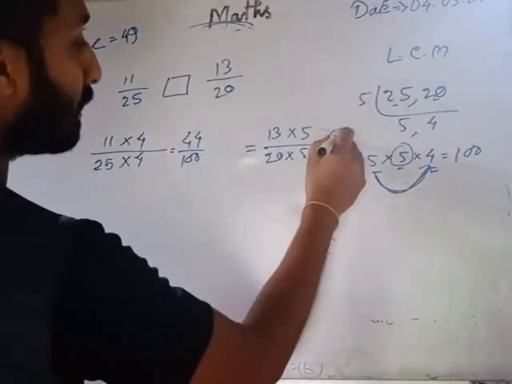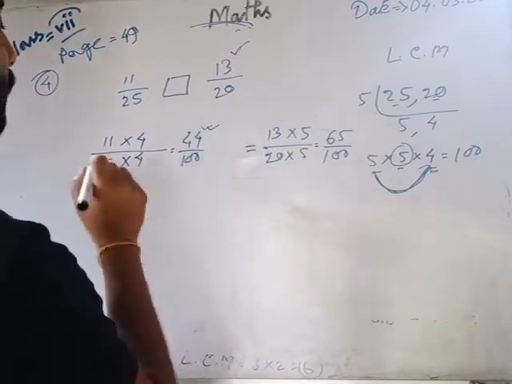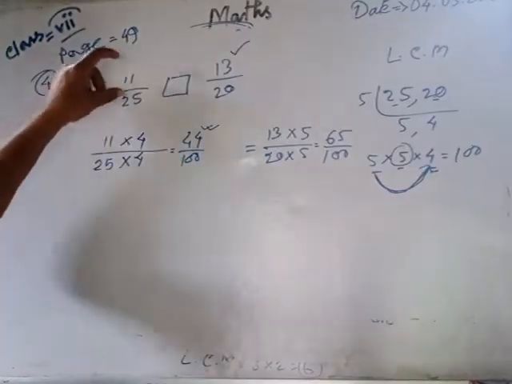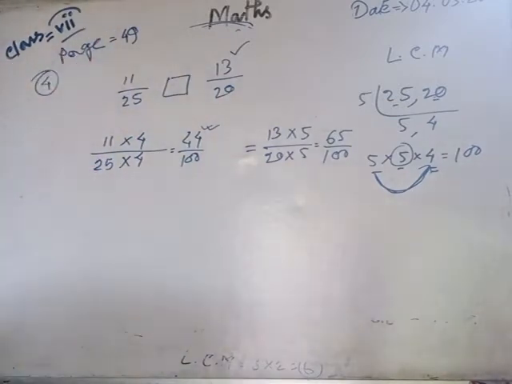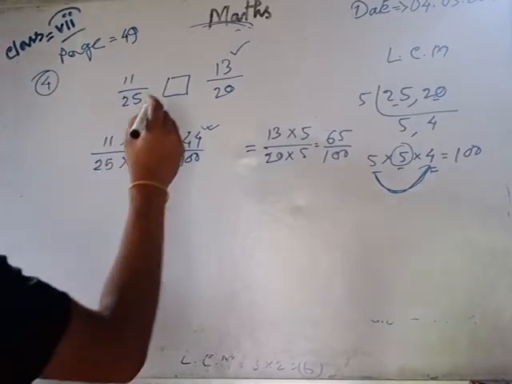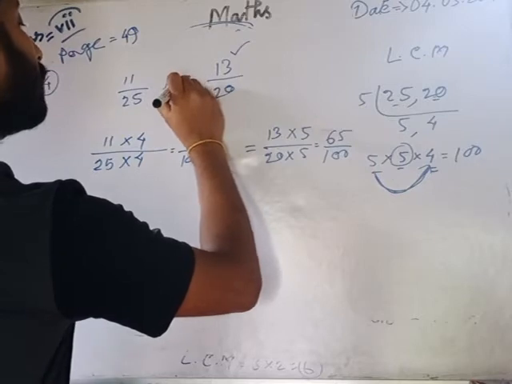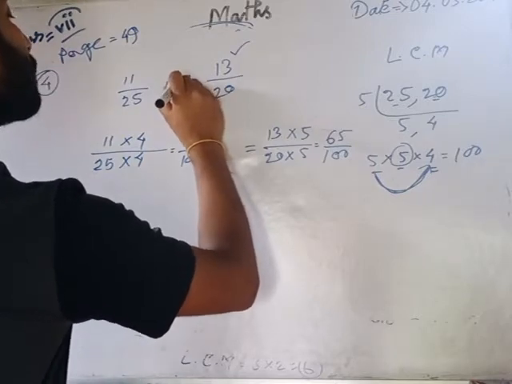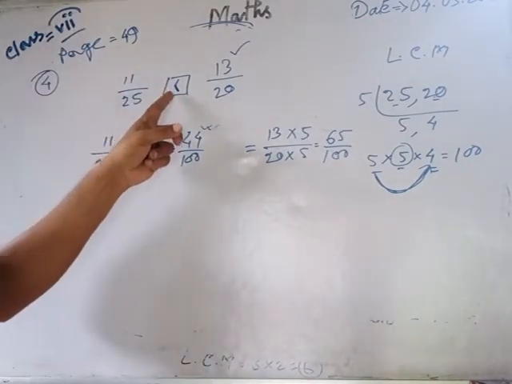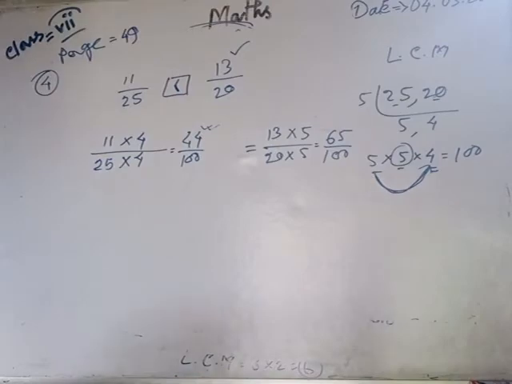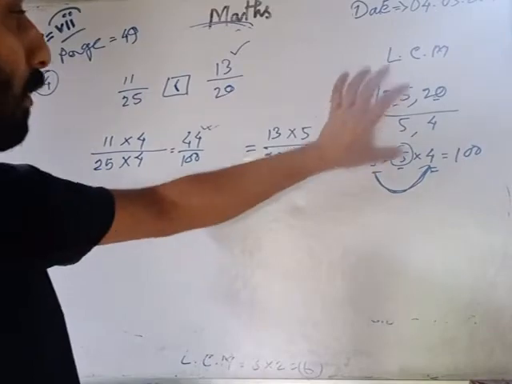That means it is 44 by 100 and 65 by 100. That means the first one is the lower or smaller. So we should write here the smaller than sign, or less than sign. If it is greater, at that time we should write the greater than sign. Okay. So at first you should calculate it like this.